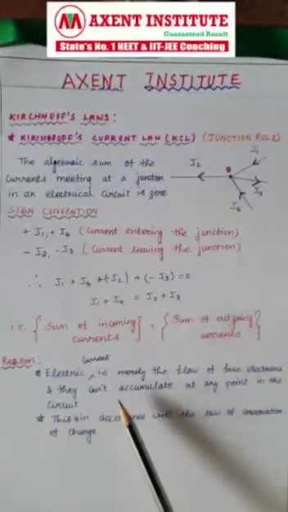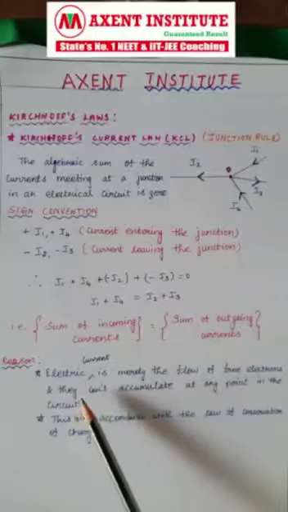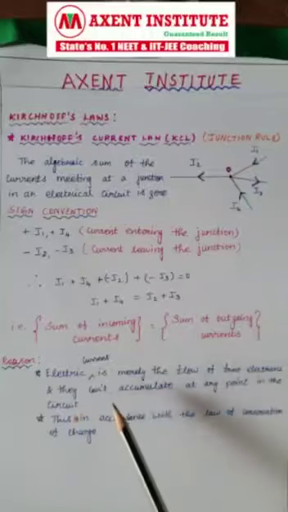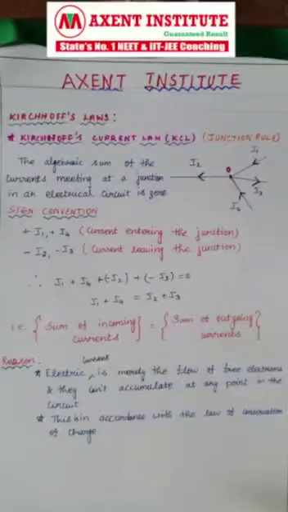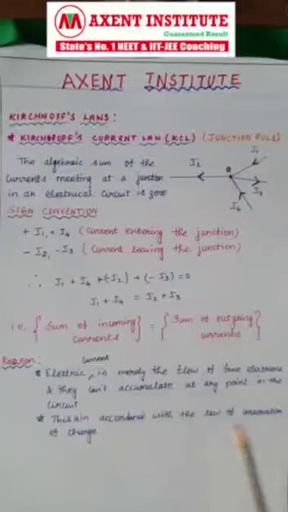The reason is that electric current is merely due to the flow of electrons, so they cannot accumulate at any point in a circuit. Whatever comes has to cross the junction and move away. For example, take a traffic signal: whatever vehicles come have to move on, so the number of vehicles entering equals the number leaving. Similarly, the electrons that come in have to leave; they cannot accumulate at a particular point in the circuit.